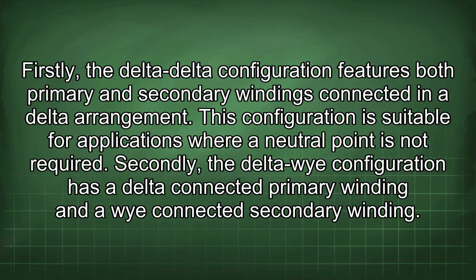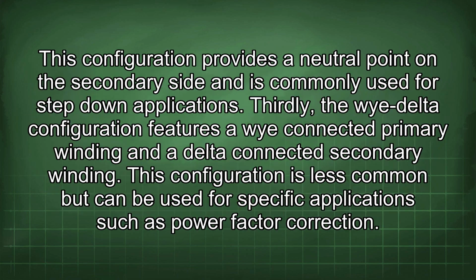Firstly, the delta-delta configuration features both primary and secondary windings connected in a delta arrangement. This configuration is suitable for applications where a neutral point is not required. Secondly, the delta-Y configuration has a delta-connected primary winding and a Y-connected secondary winding. This configuration provides a neutral point on the secondary side and is commonly used for step-down applications.